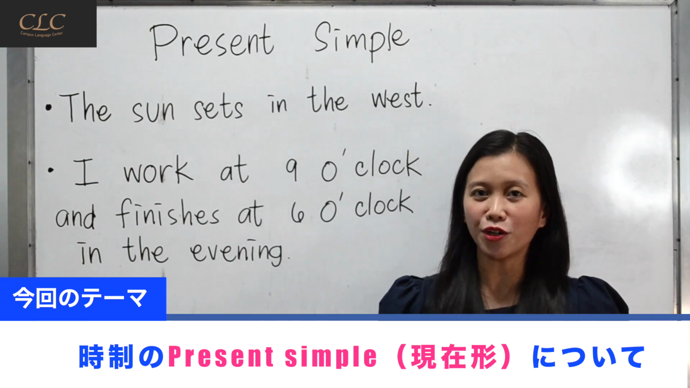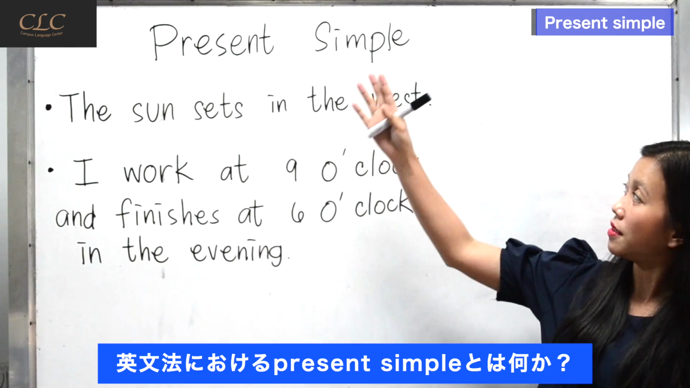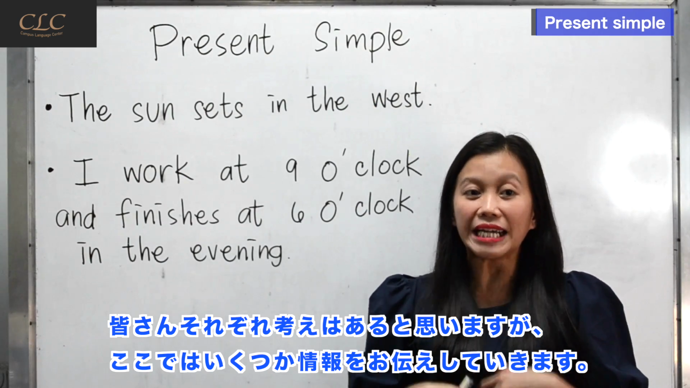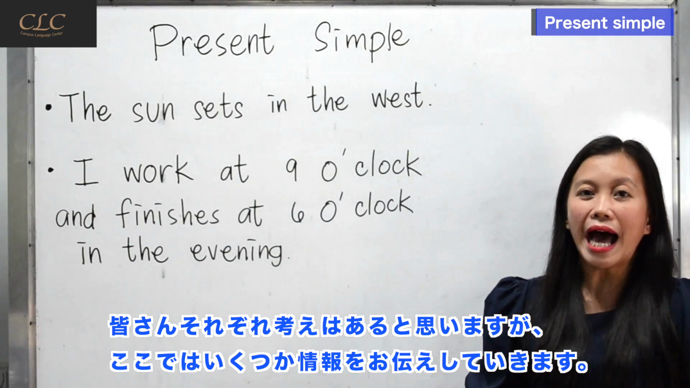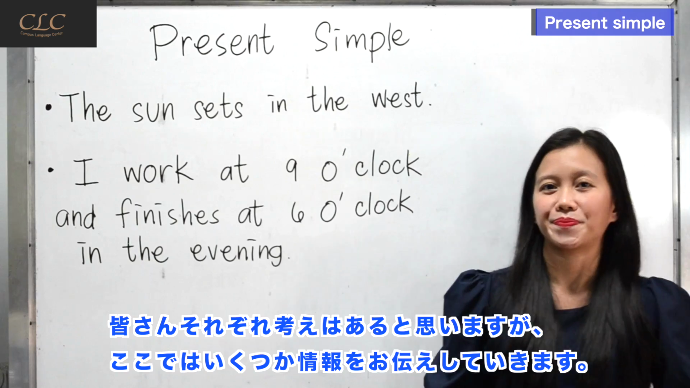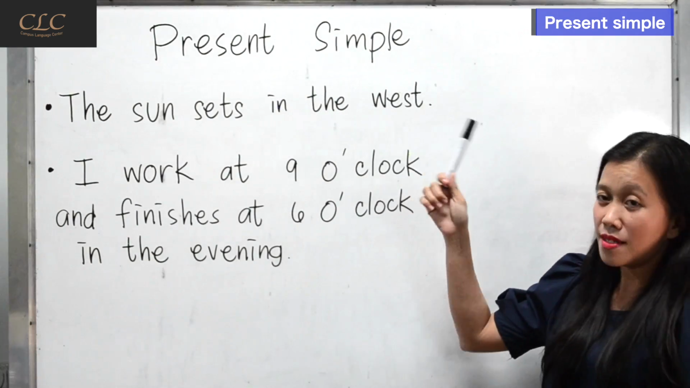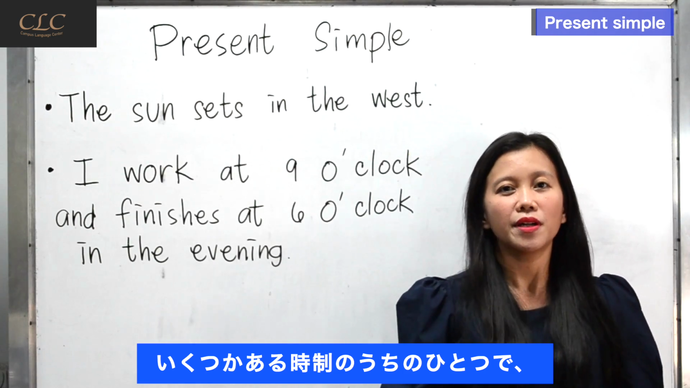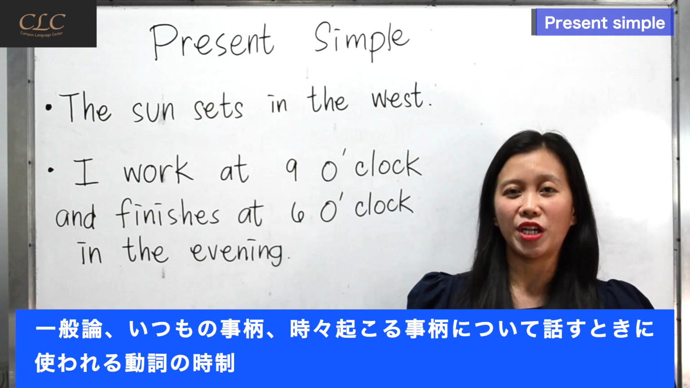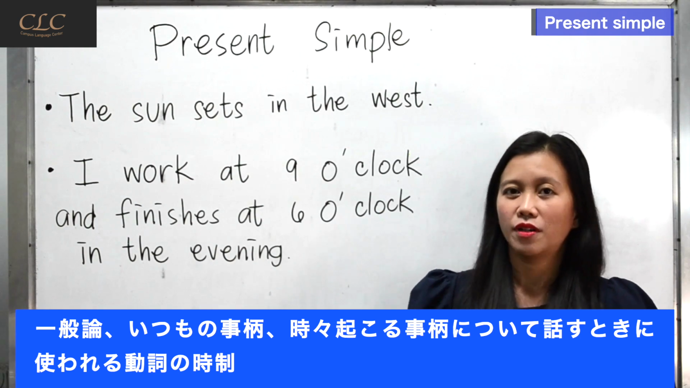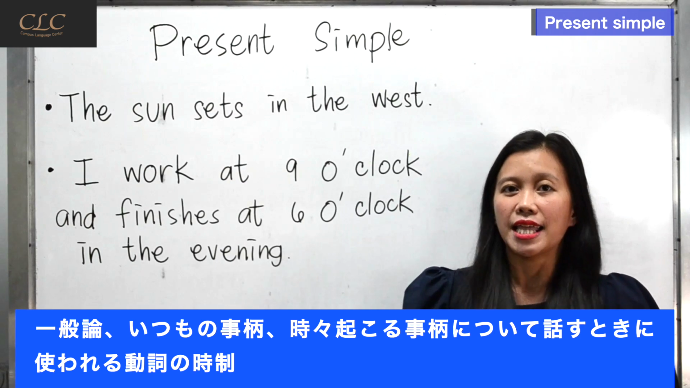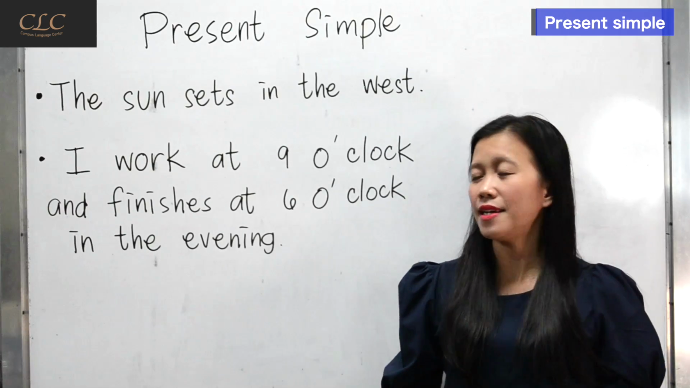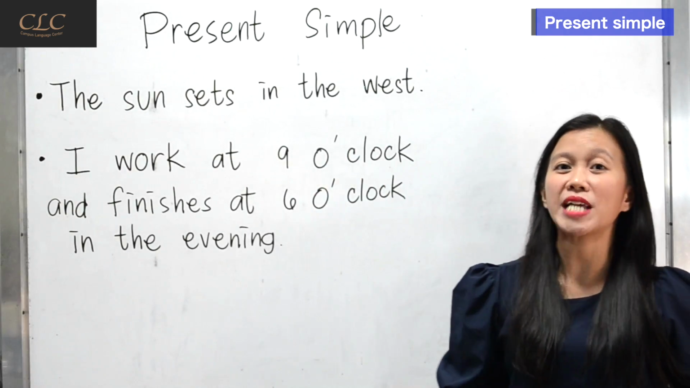So, who among you here knows what is the meaning of present simple in the English grammar? Yes, so you have got an idea. However, I will add some information. Okay, so when we say present simple, we usually use this tense of the verb in the English grammar to talk about things or situations that are generally true, or for things or situations that happen all the time or sometimes. You can see here on the board two example sentences.